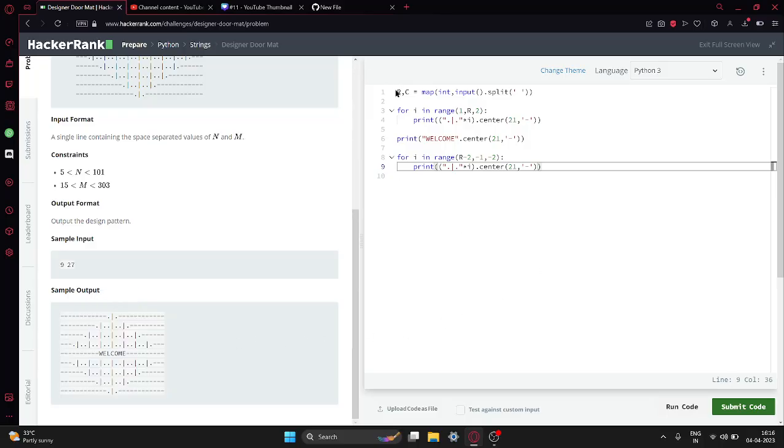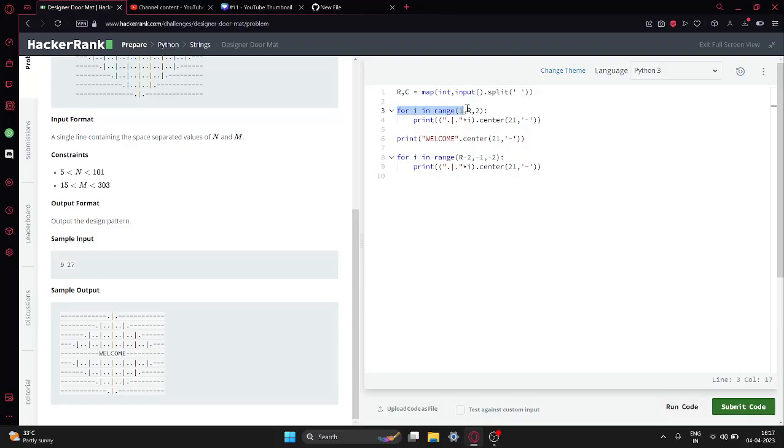So we are taking them as inputs R and C. R is an integer, and we are splitting both of them, because the input came in as a string. We are splitting them into integers with one gap so that we can get R and C separately. The first one is R, the second one is C, which means R is 9 rows and C is 27 columns.